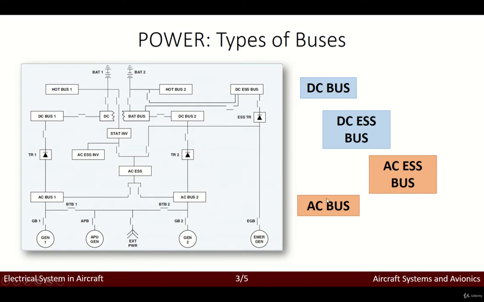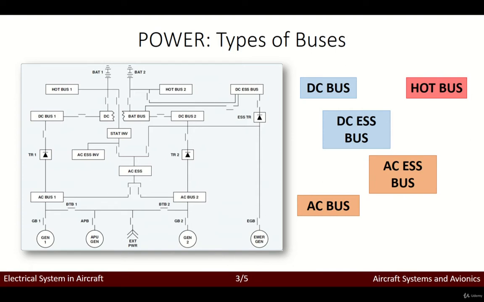Then we have the alternating current essential or emergency bus. And finally, we have the hot buses, hot bus number 1 and hot bus number 2. The idea of a hot bus is that it is always powered. Any energized bus will be hot, and any of these buses will be hot at some specific stage, but the common use of a hot bus is that it doesn't need a switch to be powered, but rather comes directly from the power source.